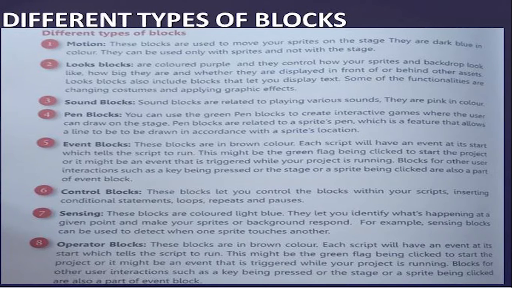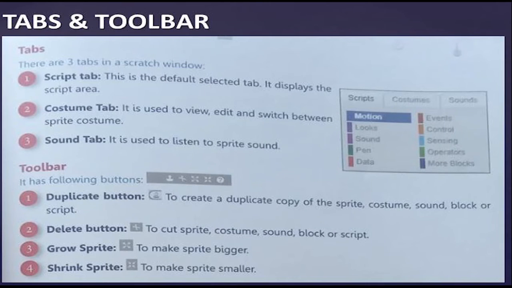Next one is operator blocks. These blocks are brown in color. Each script will have an event at the start which tells the script to run. That means when to run the program and when to stop the program, all that coding will be in the operator blocks. Next one is tabs and toolbar.